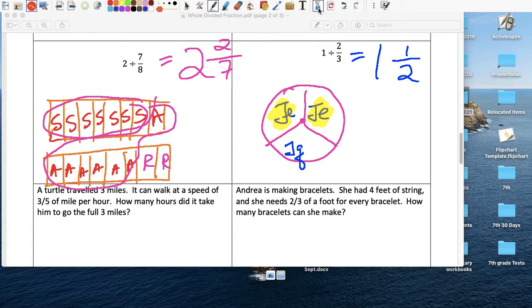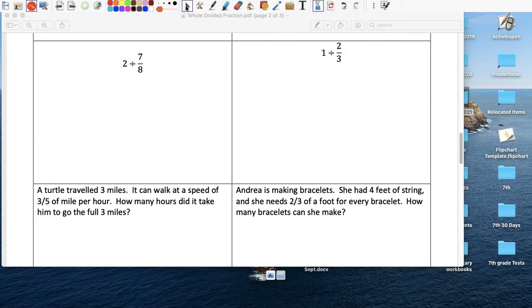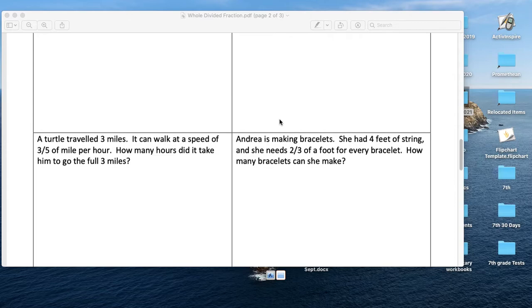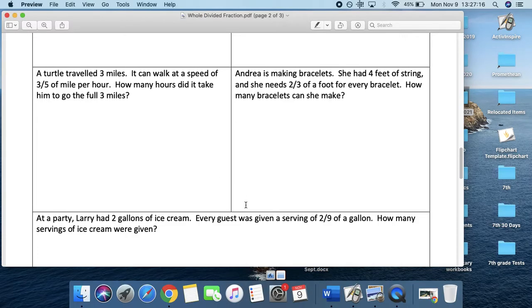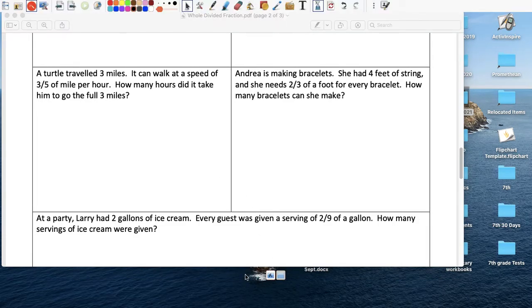Okay. Word problems. Hopefully you tried it. Okay. So here, she's trying to walk. A turtle wants to walk 3 miles, but per hour, he walks 3/5. How long did it take to walk 3 miles?